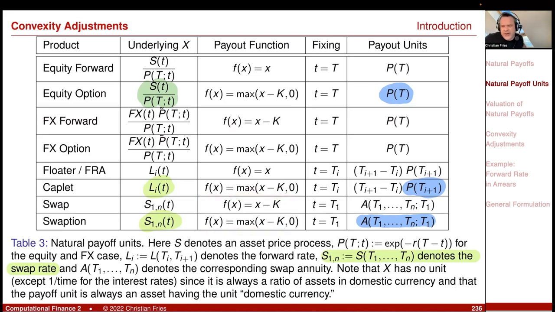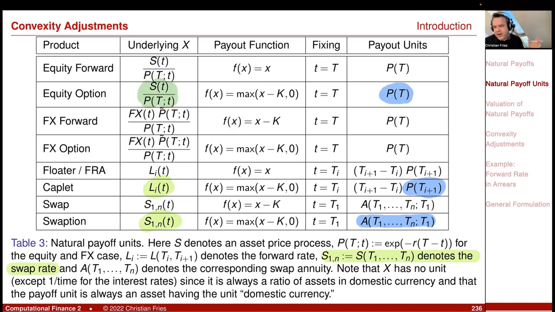There is a little thing that I don't like about this table. It's a bit inconsistent. The nice thing is that the underlying here is a unitless quantity. So this here is a stock divided by a zero coupon bond. Both have units, one domestic currency. So if I divide, I get a unitless quantity. And this also makes sense because I apply a function to this unitless quantity. The function could be linear, it could be piecewise linear, but it could also be nonlinear. And applying a nonlinear function to a quantity that has a unit is maybe a strange thing. But applying it to a quantity that has no unit, that is unitless, then it's maybe okay.